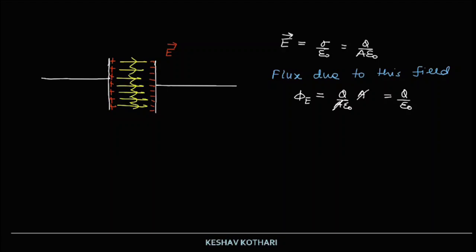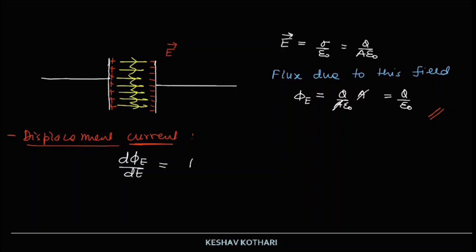So post calculation, the flux due to this field is equal to Q by epsilon naught. If we calculate the value of displacement current, it is because of the variation of this charge with time. For this, I am calculating d phi E by dt. Over here we obtain it as equal to 1 by epsilon naught of dq by dt. So this dq by dt is written as displacement current.